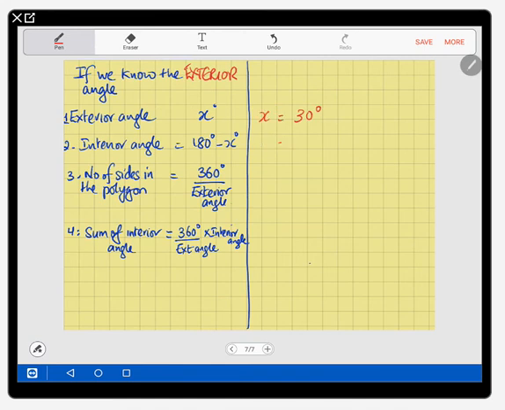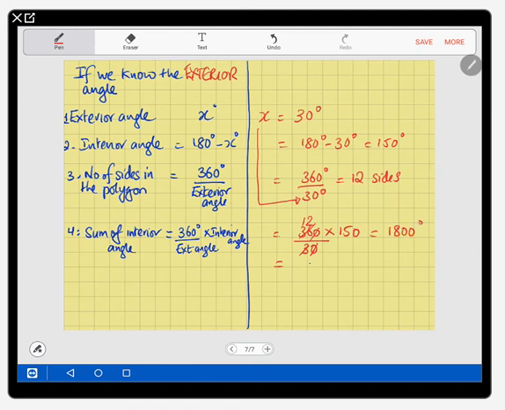Therefore, my interior angle would be 180 minus 30, 150 degrees. My number of sides would be 360 degrees divided by the exterior angle, that's 12 sides. And using this formula, sum of interior angles would be 360 divided by exterior angle, which is 30, multiplied by interior angle 150. So that's 12 times 150, which is equal to 1800 degrees, the sum of the interior angles.